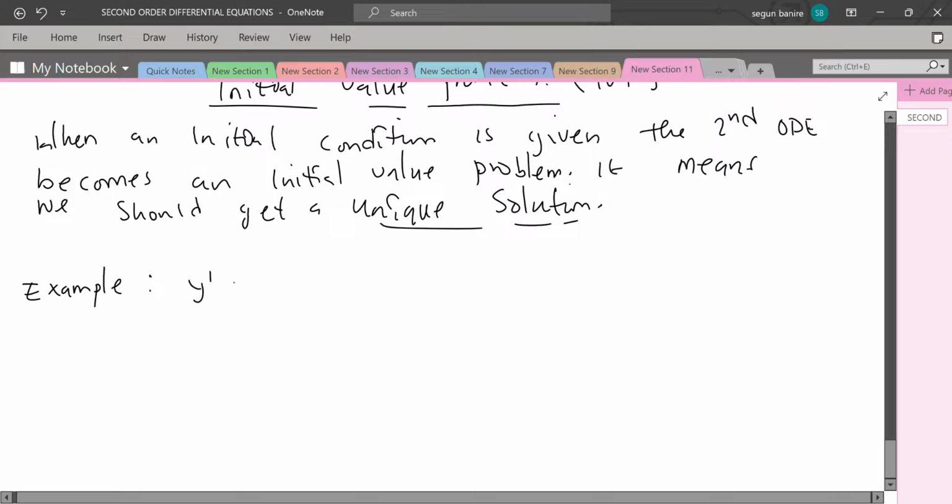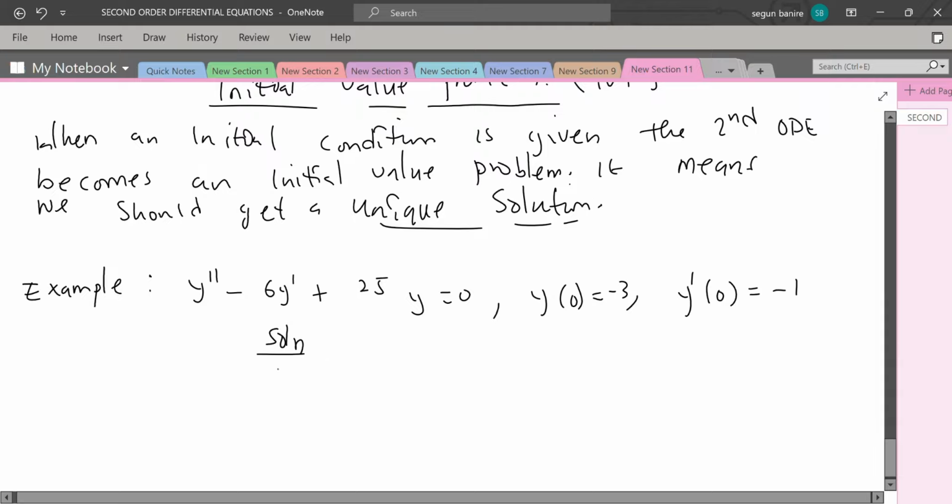If I have y prime prime minus 6y prime plus 25y equals 0, then I say y of 0 is minus 3 and y prime of 0 is minus 1. So this is how the question will come. This part that says y of 0 is minus 3 and y prime at 0 is minus 1 is what we call the initial conditions. When they attach these initial conditions, it just means you have to get a unique solution. But to get a unique solution, you need to get the general solution also.